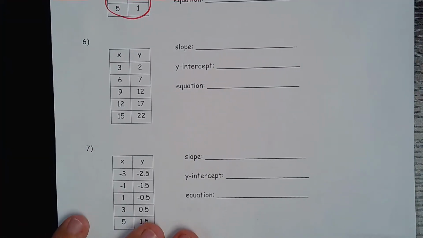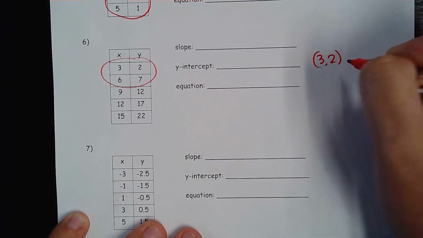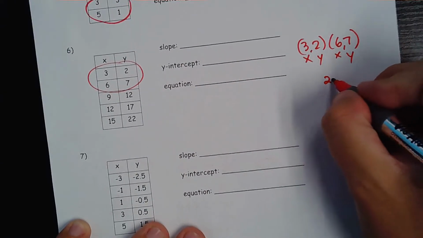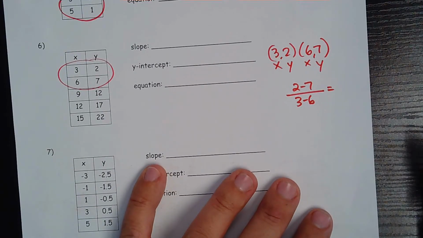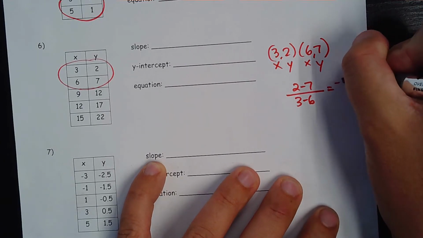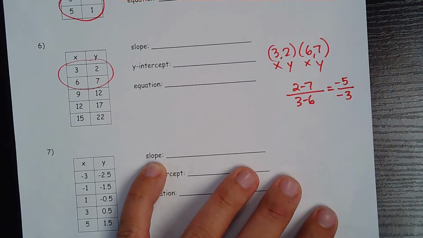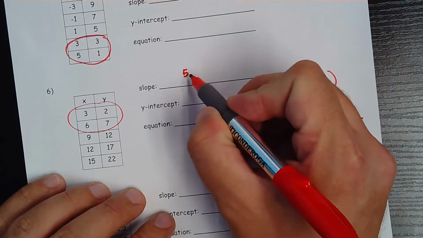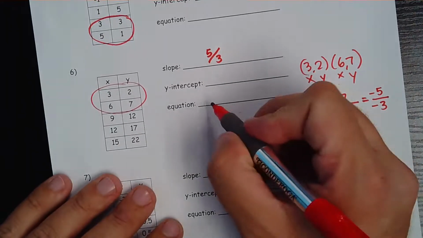Now, if I'm using number 6, setting it up again, I'm going to go 3, 2, 6, 7, x y, x y, 2 minus 7, 3 minus 6. Oh, this is going to be a good one. Make sure I did that properly. Yep, we're good here. So we're going to have -5 over -3, and from there, my slope should be 5 over 3. Now let's write this out as the slope as well.